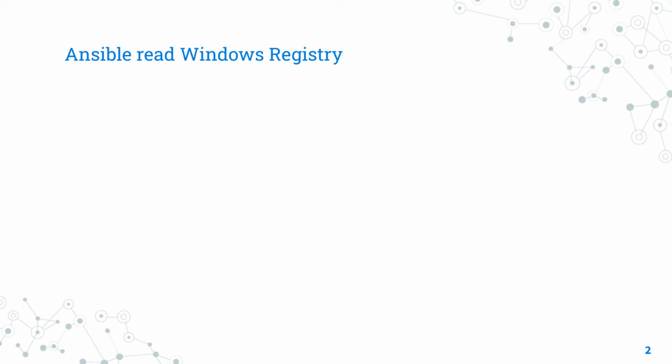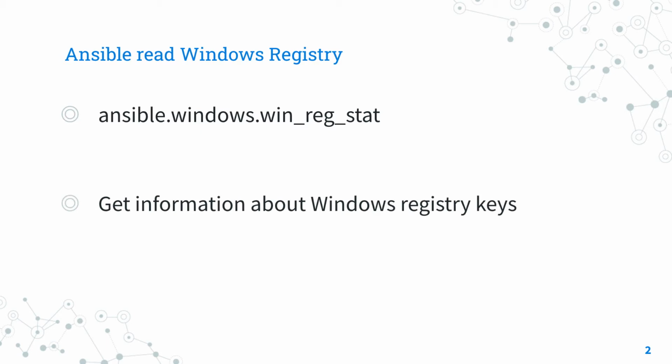Today we are talking about Ansible module win_reg_stat. The full name is ansible.windows.win_reg_stat, which means that it's part of a collection or module specialized to interact with Windows target hosts. It's a pretty stable module and out for years. It works with Windows Client and Windows Server operating systems, and it gets information about Windows Registry keys, exactly what we need.